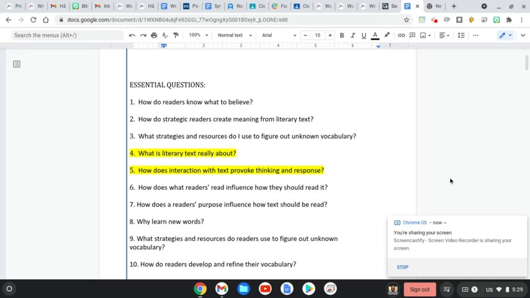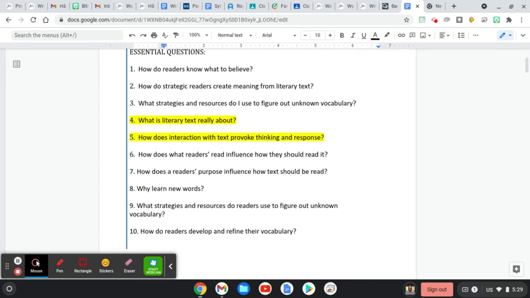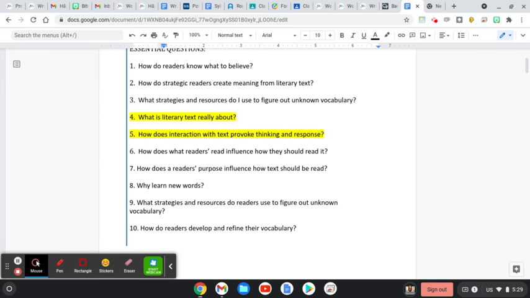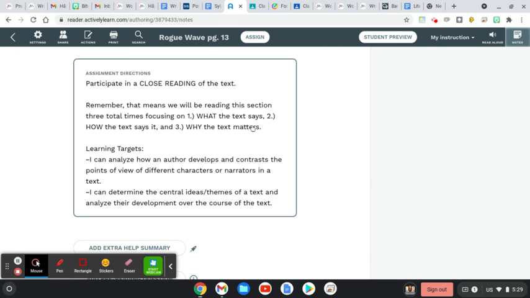Hello, ladies and gentlemen. So today we're going to focus on the following essential questions. We're going to look at essential question number 4, what is literary text really about? And essential question number 5, how does interaction with text provoke thinking and response? And as we do this, we're going to participate in our final close read of Rogue Wave. This one's going to be for page 13.